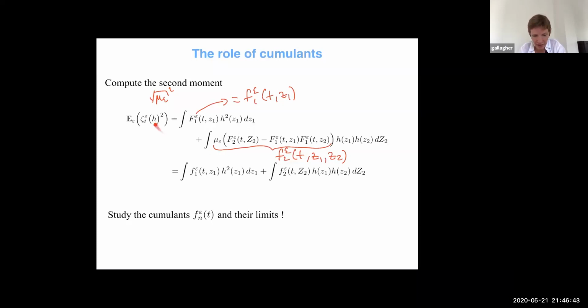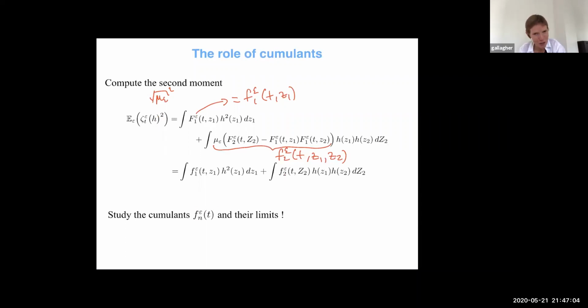So if I want to understand at least just the second order here of my expectation, I need to understand the limit of those guys. F epsilon 1, I know its limit, it's Boltzmann. I need to understand the limit of f epsilon 2. And if I want to prove I have a Gaussian field, I need to compute all the powers here. So I need to compute actually all the cumulants.